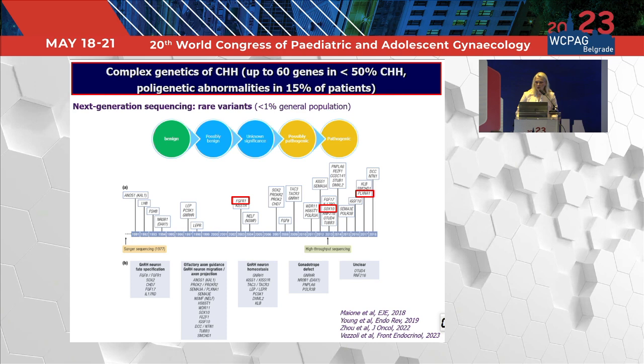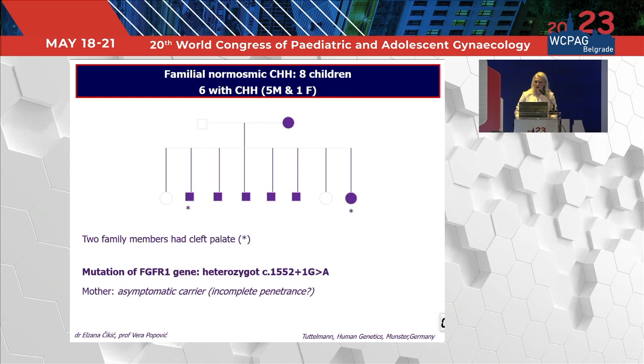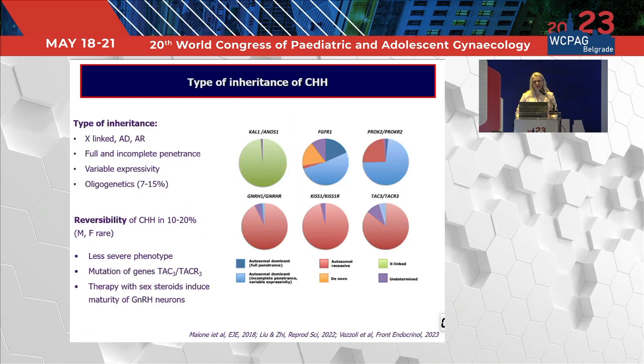One gene is also important. I will focus briefly on it. It is the FGF receptor 1 gene. This is a family with the familial form of the disease. We always ask our patients about the family history. The mother and father had 8 children, and 6 of them had CHH. One is female, and 2 patients had cleft palate also. And all these affected patients, and their mother, who is unaffected, an asymptomatic carrier, have the same mutation of the FGF receptor 1 gene. But in the mother, there was incomplete penetrance of this mutation.